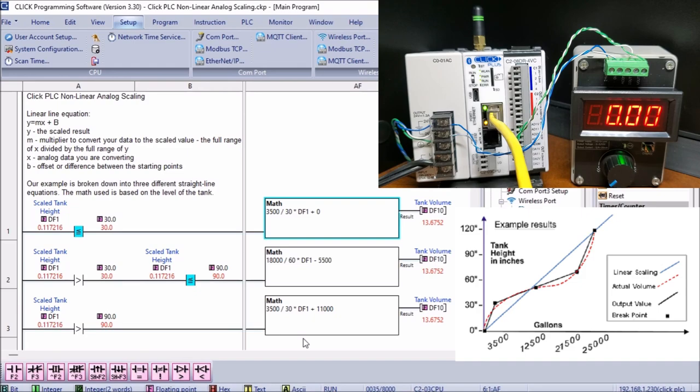If we looked at the specs before, we saw the wiring diagram of how that analog signal is wired in. So let's take a look and go through the different points. So once we get up to 30, we're using the first one, and you can see that highlighted right now on that math equation.